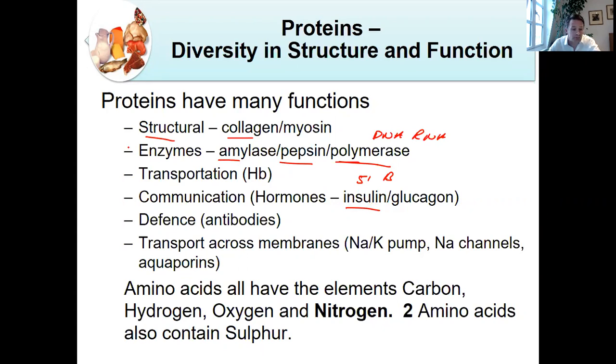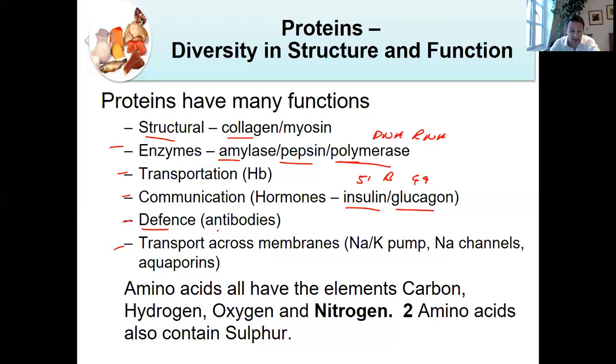Now, running through enzymes, transport, communication, defense, transport across membranes is all the concept of specificity. And specificity comes from the tertiary structure. And the tertiary structure is the overall three-dimensional shape of the molecule. Glucagon, remember, it's the antagonistic hormone. This is only 49 amino acids. Well, it has an antagonistic effect, sorry, to insulin, in that it causes the breakdown of glycogen in glycogenolysis.